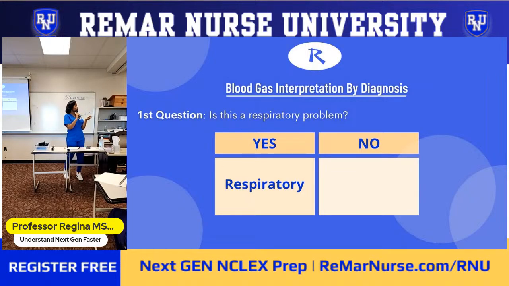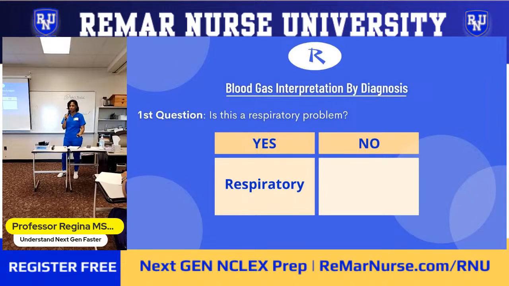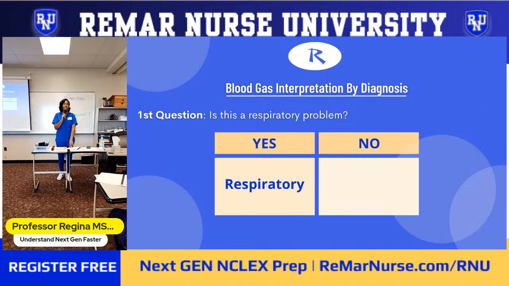So we always want to start there. No matter what it is, we ask ourselves, is it a respiratory problem? There's only two answers, yes or no. If it's yes, then we know we're starting off with respiratory. That's easy. If it's no, it's not a respiratory problem. What do we need to put in the no box? Metabolic. It can only be respiratory or metabolic. So in the no box, put metabolic. It should look like that.